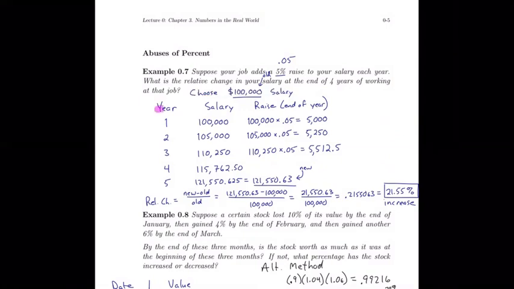And we'll make a table here of year, salary, and then the raise at the end of that year. So we need to go all the way down to year 5 and get our salary for the 5th year. Okay, that's at the end of year 4.